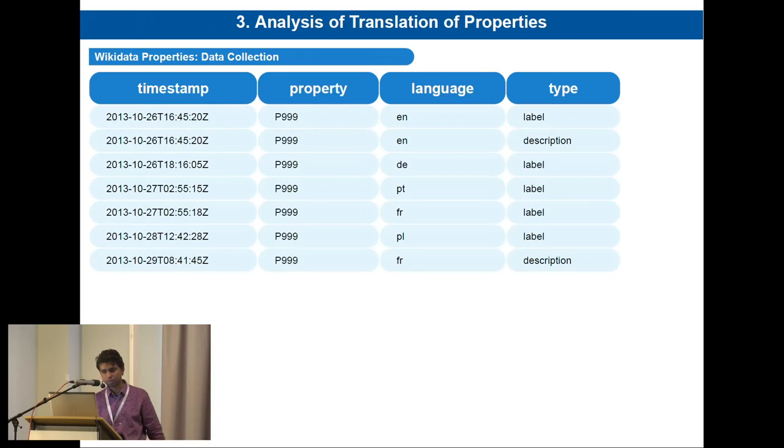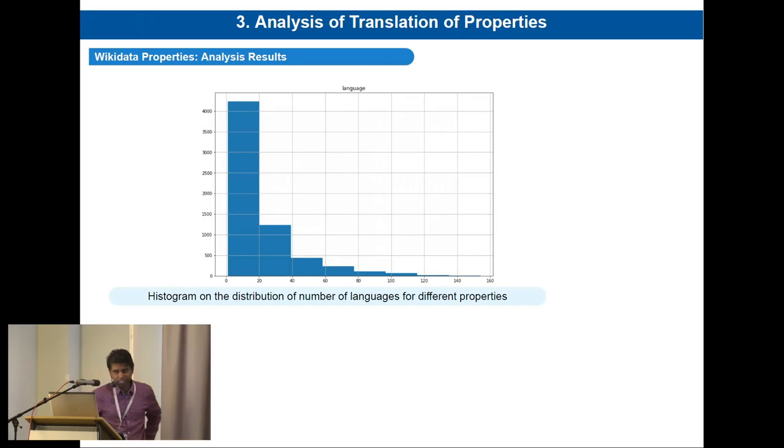So you have four columns that were used here: time, property, language, type, etc., and you get this data in this format. It is publicly available. So what does this data give me? This data gives me information that currently almost 4,500 properties have labels between 0 and 20. So there are a lot of properties that do not have more than 20 multilingual labels. And there are only 1,500 properties that have been translated up to 40.